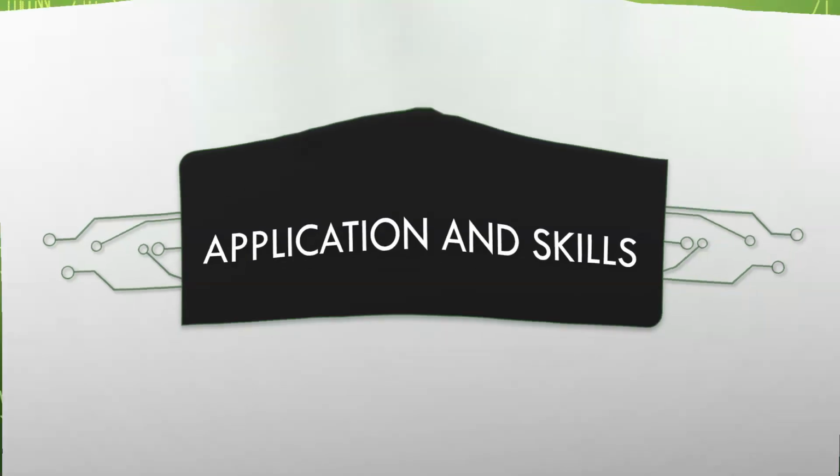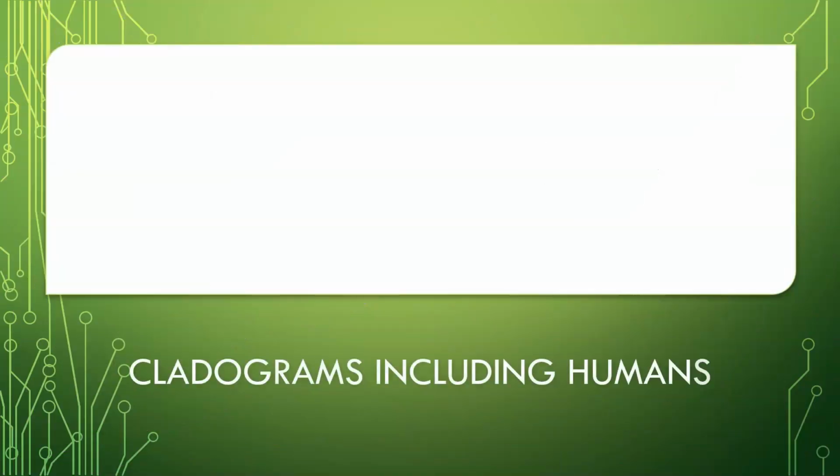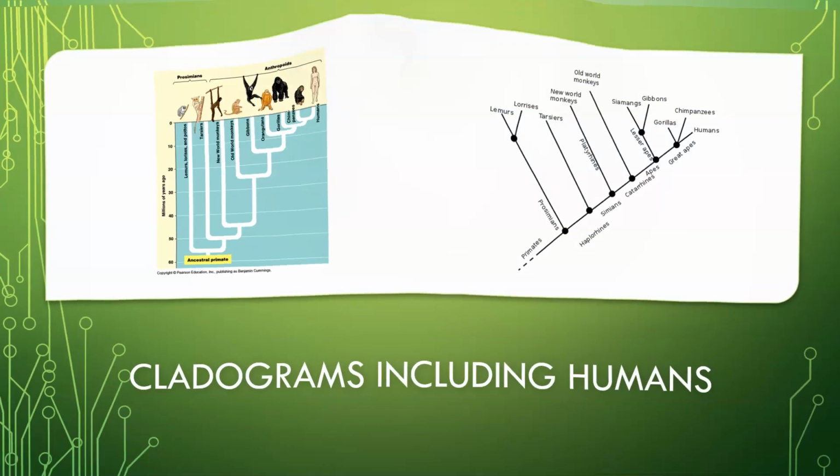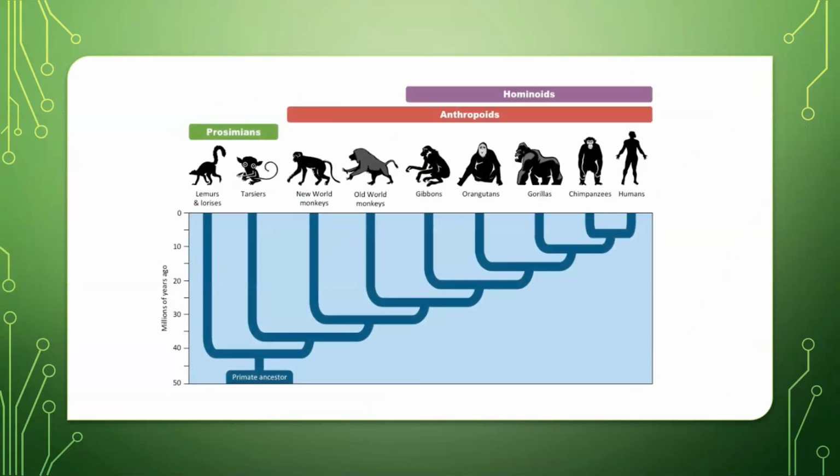All right, so looking at our applications and skills now. You need to be able to recognize some cladograms that include humans in them. So we've got a couple of examples there, knowing that humans are most closely related to the chimpanzee. Gorillas are right next to us as well, and our least close relation would be the lemurs. Here's another example of a cladogram with humans on the right hand side, and lemurs right down the other end.